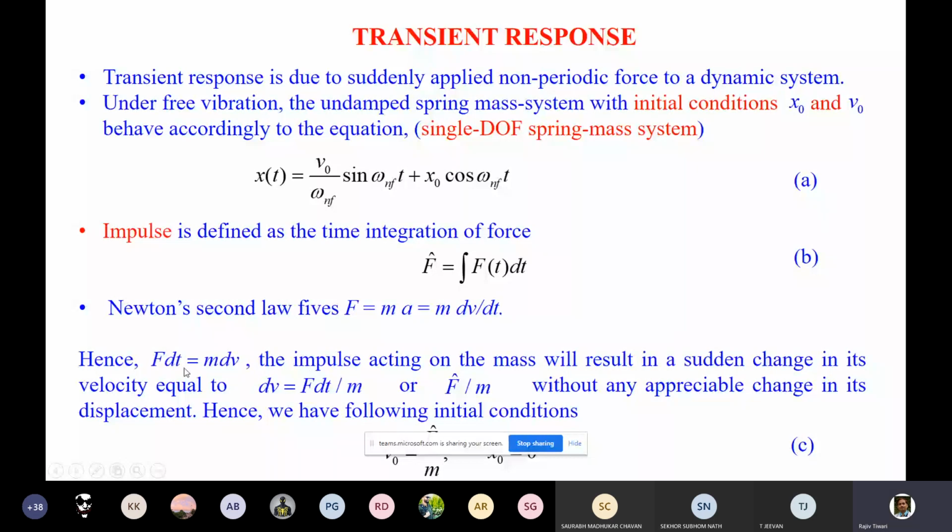Again, dv is nothing but the change in velocity due to this impulse, which we can write as F dt by m. I'm writing F dt, which is the impulse, as F cap. So this is the change in velocity due to the impulse.